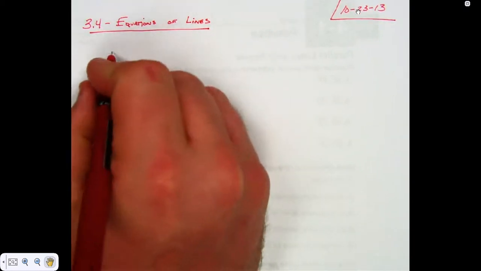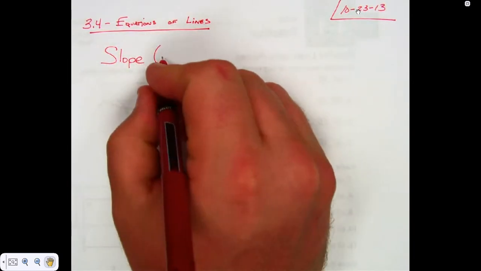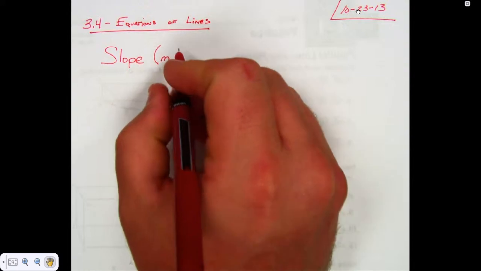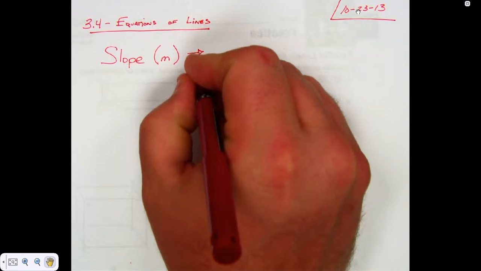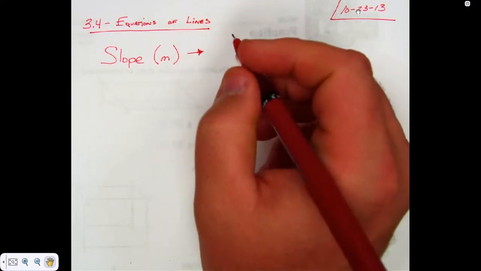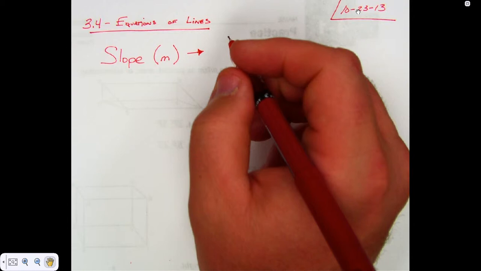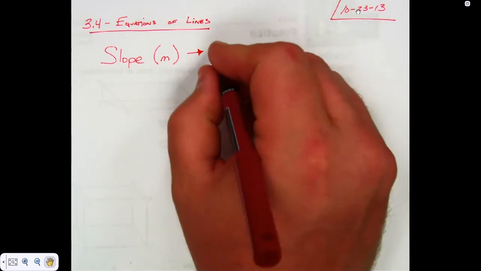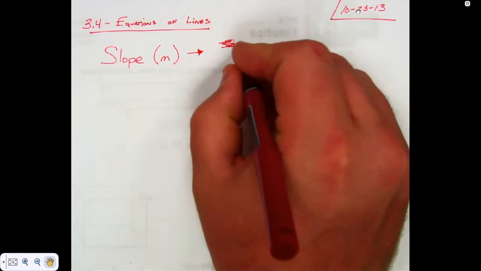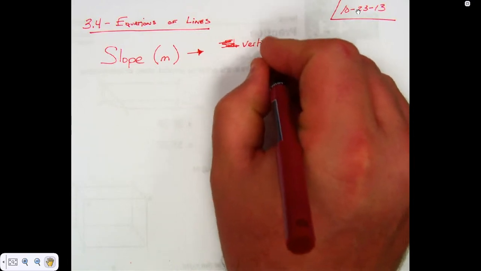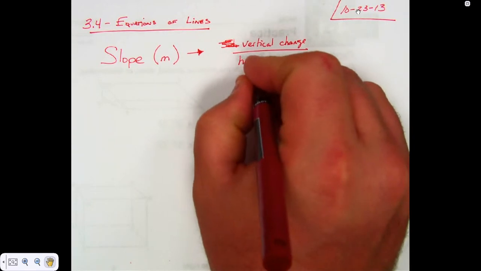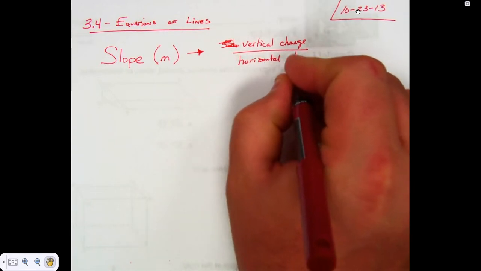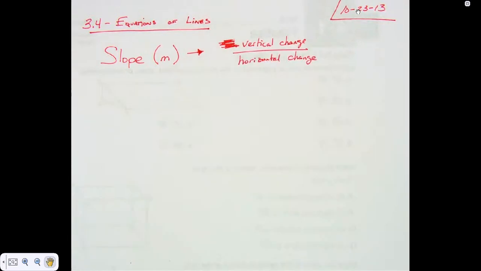First, let's review this word: slope. We use M for slope. Have we already talked about how to find slope? Y2 minus y1 over x2 minus x1. Slope is rise over run: vertical change over horizontal change. In essence, that is what slope is.